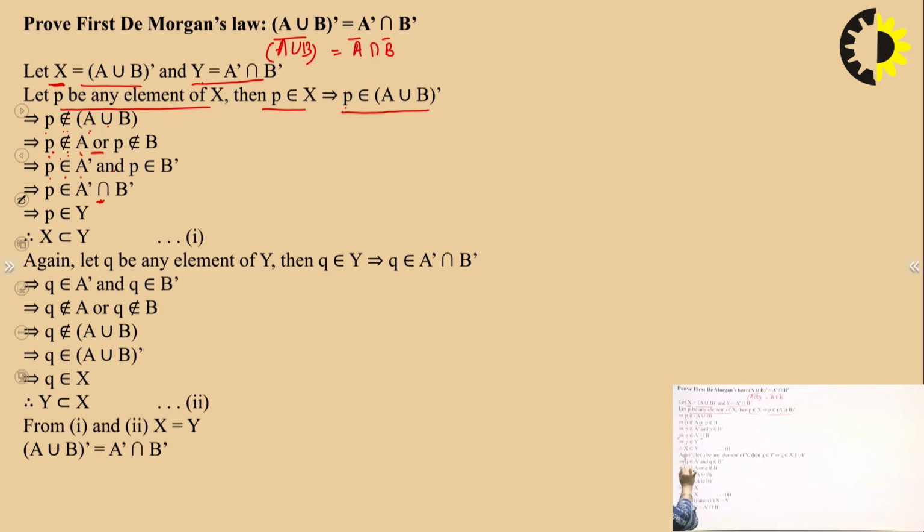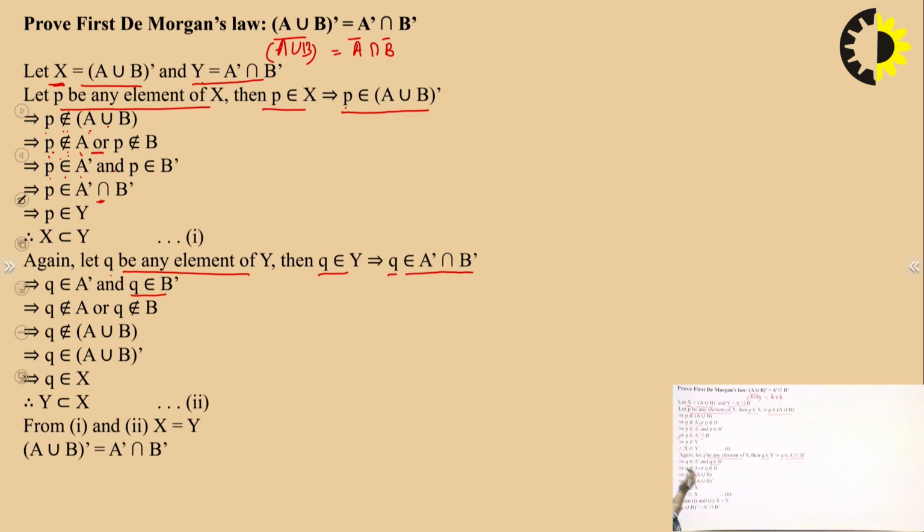Now, again, let Q be any element that belongs to Y. So Q belongs to Y, and we are having Y is equal to A complement intersection B's complement. So Q belongs to A's complement intersection B's complement. How we can write it as Q belongs to A complement and Q belongs to B complement.